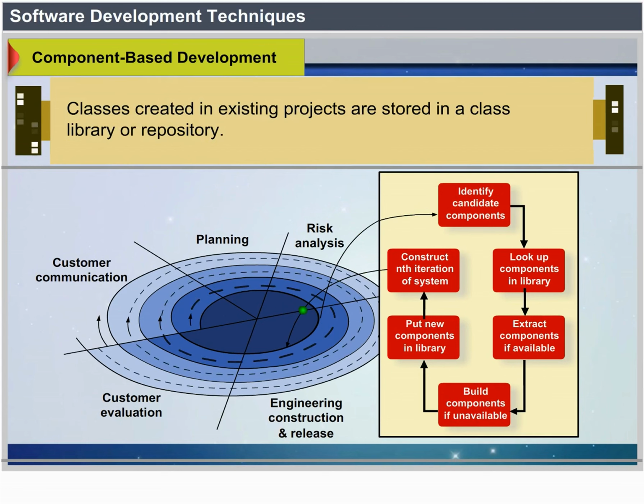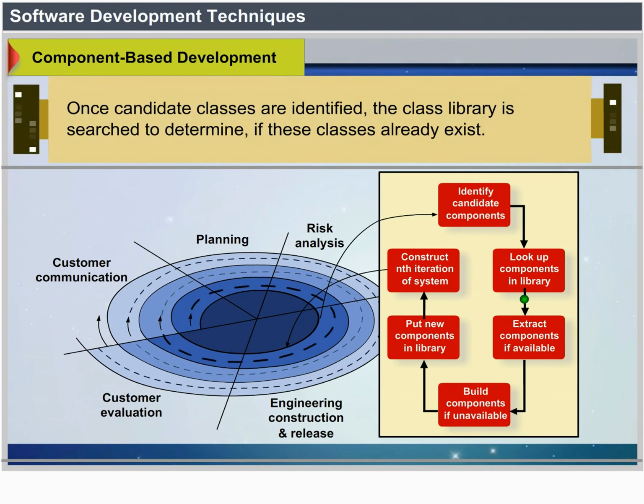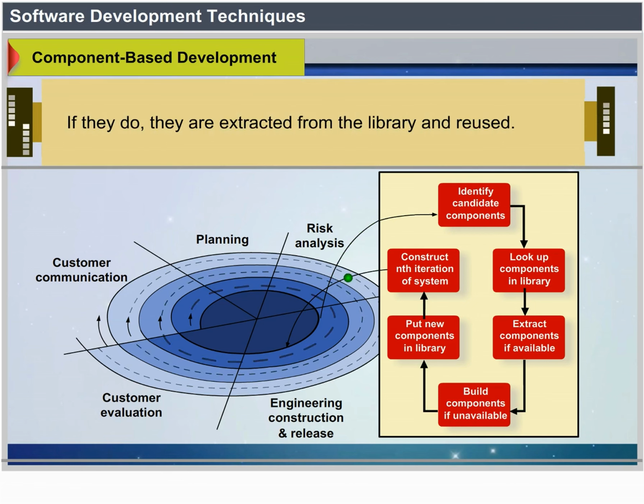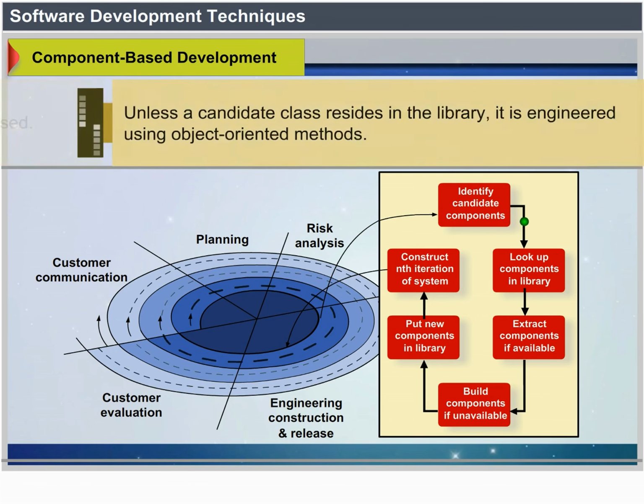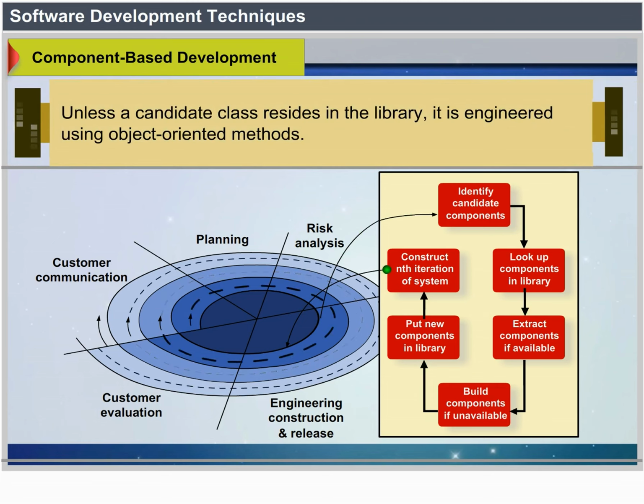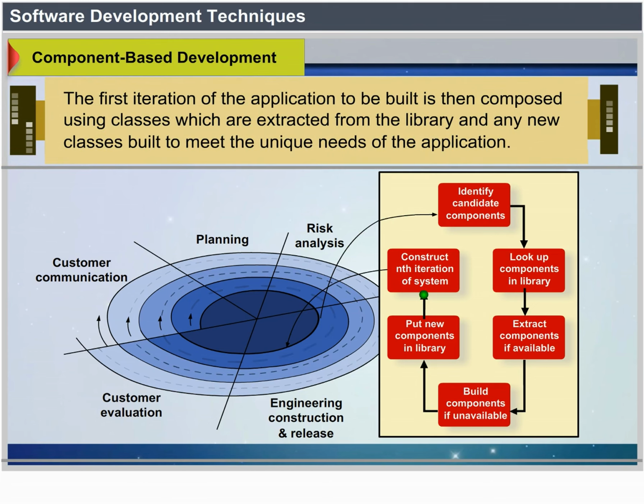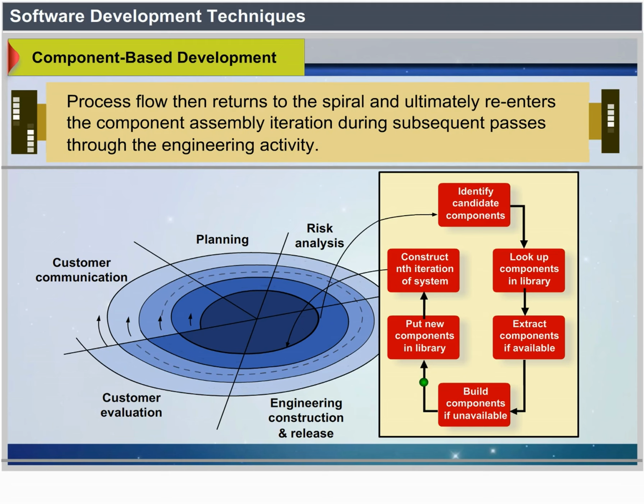Once candidate classes are identified, the class library is searched to determine if these classes already exist. If they do, they are extracted from the library and reused. If a candidate class does not reside in the library, it is engineered using object-oriented methods. The first iteration of the application to be built is then composed using classes extracted from the library and any new classes built to meet the unique needs of the application. Process flow then returns to the spiral and will ultimately re-enter the component assembly iteration during subsequent passes through the engineering activity.